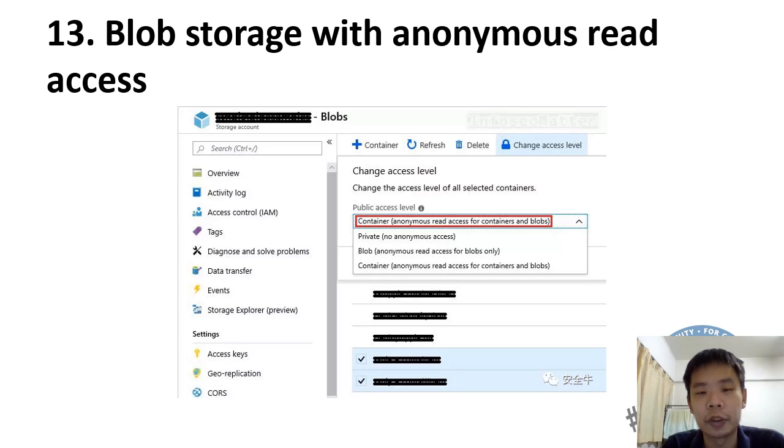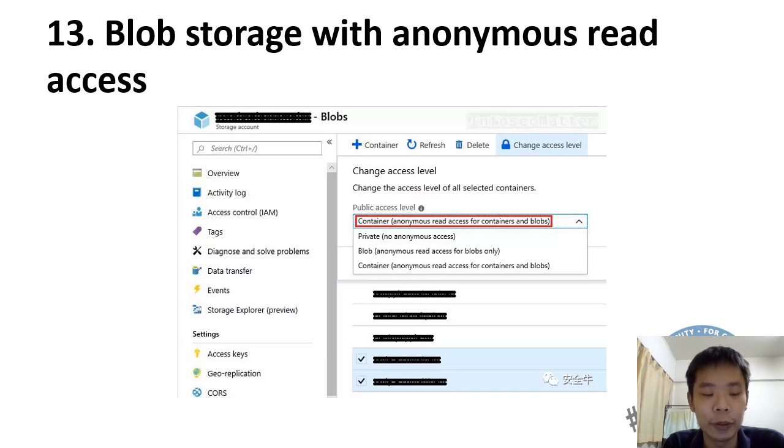Number 13. Blob storage with anonymous access. Azure Blob Storage is a powerful and convenient way to share data on the cloud. It supports the following three access control options: one, private, blob, and container.